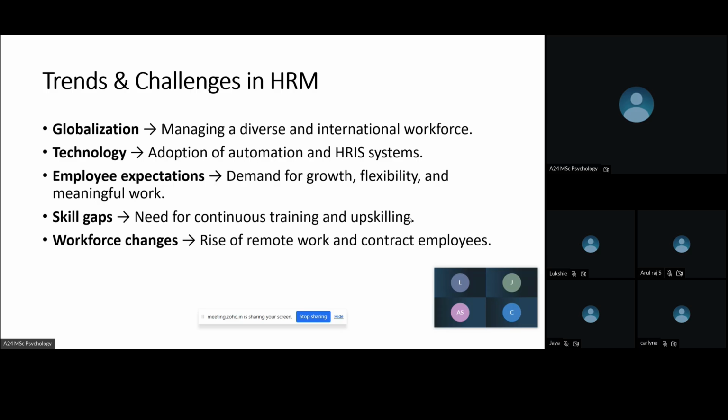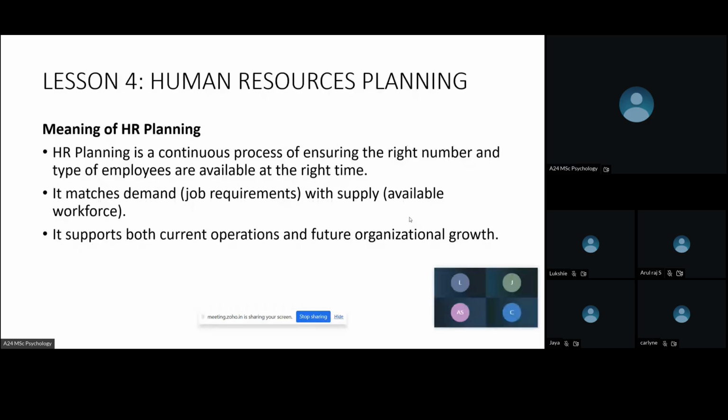So we need to make sure that the policies are designed with remote working employees or contract employees also in mind while drafting, formulating or implementing the policy. So these are some of the trends and challenges we are facing in HRM as of today. So lesson 3 is over with the last slide. Are there any questions or insights from the audience?